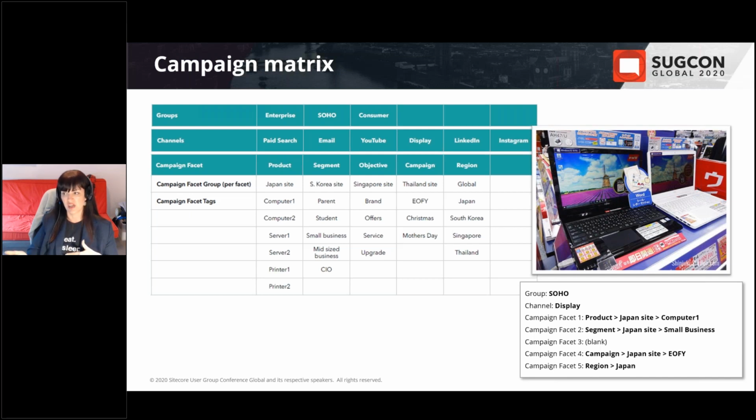Campaign facet 3, objective, not really on this one, so we're going to leave that one blank because they're optional. Campaign facet 4, it's the end of financial year sale, and we want to choose that so that we can either personalize with everybody who has responded to an end of financial year campaign ad, or even just benchmark all these campaigns. And then campaign facet 5 is region, and that is not going to have a subgroup because that's already region. So that's just region Japan, okay? Pretty straightforward.